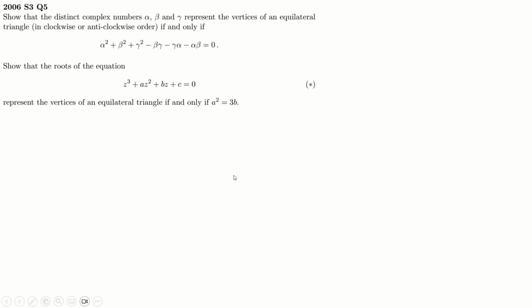And now it says show that the roots of this represent the vertices of one of those equilateral triangles if and only if this.